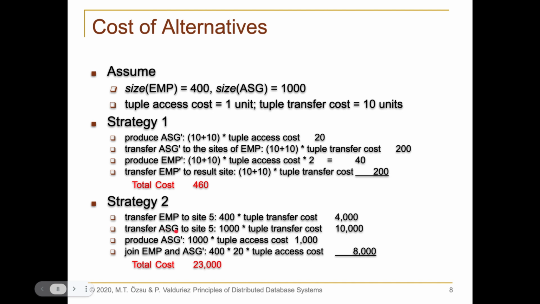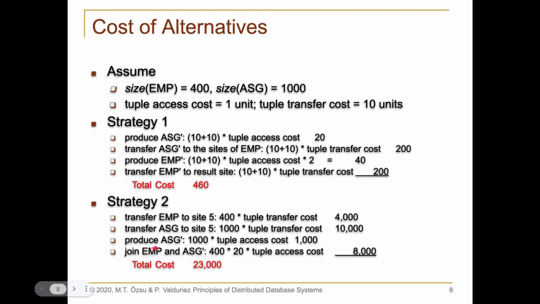The second operation, according to strategy 2, is transferring assignment relation. Further, assignment should be constituted from assignment 1 and assignment 2, which are in turn located at site 1 and site 2. So in order to transfer assignment 1 and assignment 2 from site 1 and site 2 to site 5, the cost would be the number of tuples of both of these relations times tuple transfer cost. The number of tuples of assignment, as it is given here, is 1,000. So 1,000 times tuple transfer cost is 10,000.